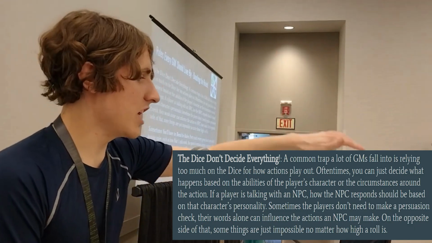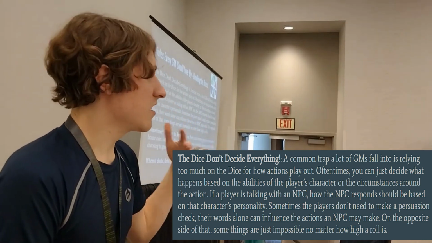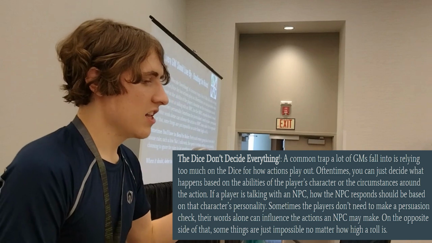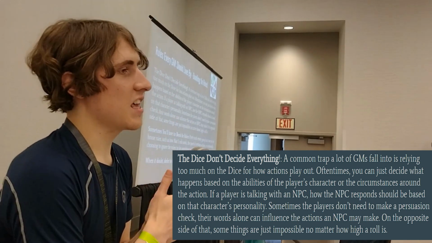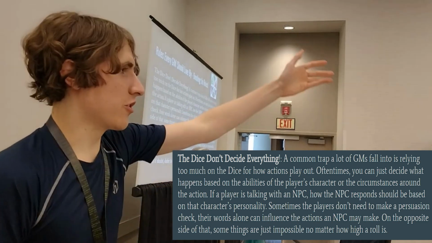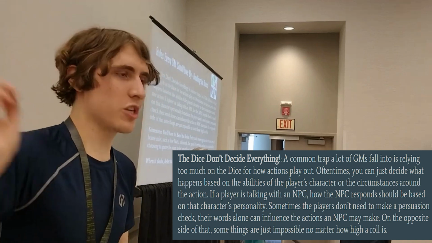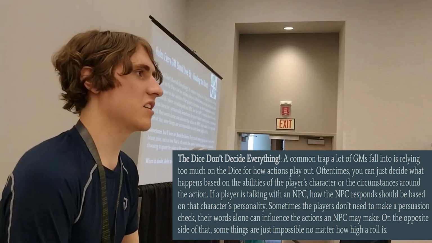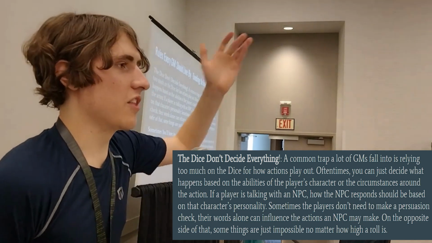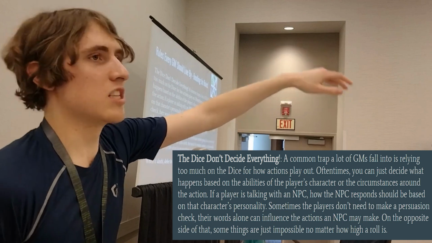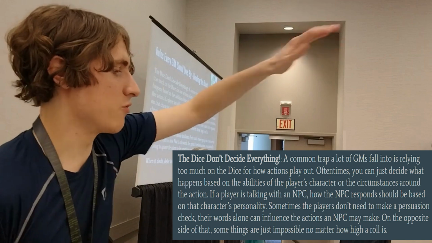This is a common trap of a lot of GMs, relying too much on the dice for things to play out. Sometimes you can just give clear answers. For example, if a level 3 player asks a king to hand over his kingdom and give me all of its treasure, you can just have the king say no. If you tell them to roll persuasion, they get a nat 20 and suddenly you're in a big argument. But it can go the other way around too. If a player is trying to convince an NPC not to kill someone, sometimes their words alone can influence the NPC. It doesn't have to be decided through a dice roll.